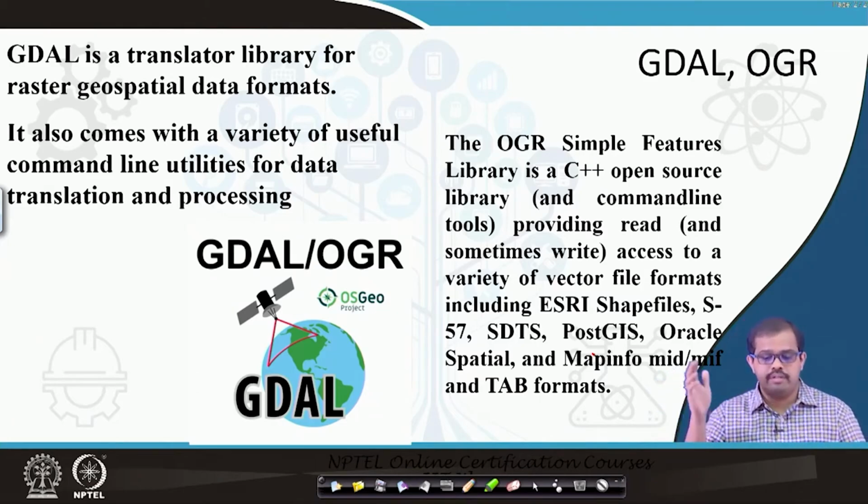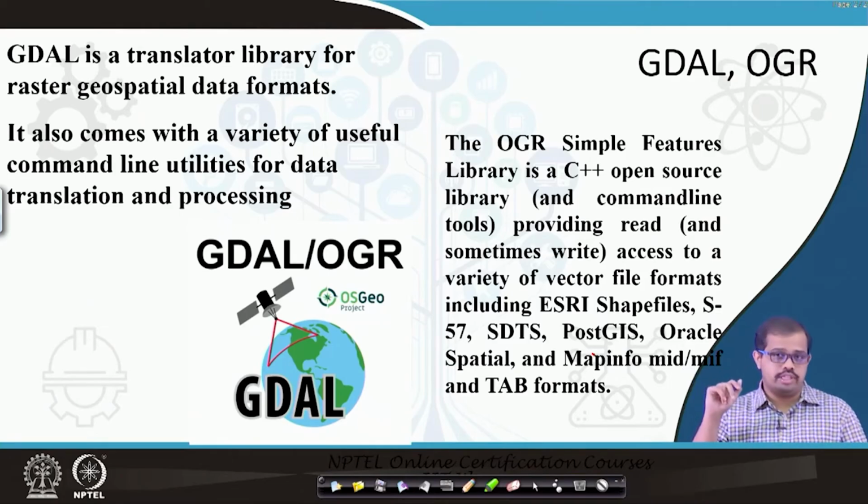Okay, the OGR Simple Features Library is an open source library written in C++ and providing read access to a variety of vector file formats, including Shapefile, which most of you use, GeoJSON, PostGIS, Oracle Spatial, MapInfo MIF/MID or the TAB format. So all of these can be easily handled by OGR.